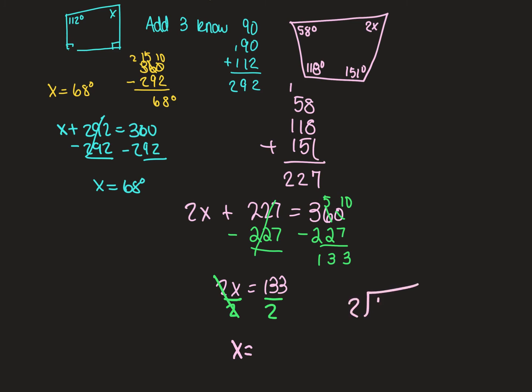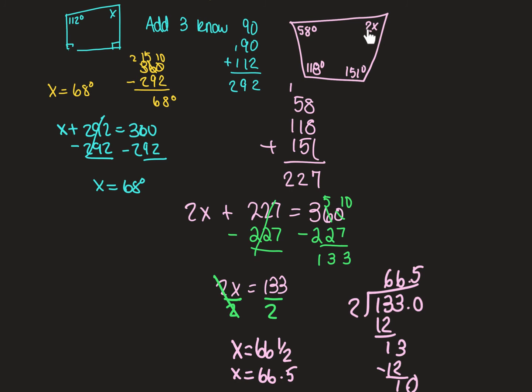Well, 2 goes into 133. Let's see, 2 goes into 13 6 times. Subtract, bring down. 2 goes into 13 6 times. Subtract, I can say 66 and 1 over 2, or I can say 66.5, either one. So there we go. That one was a little more complicated because I had a 2x instead of just an x.